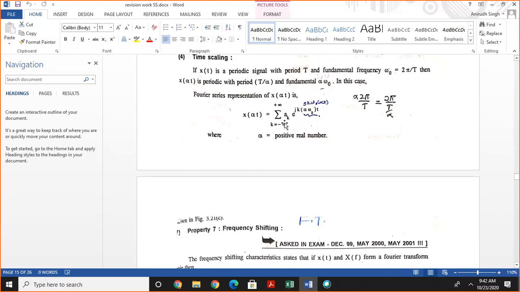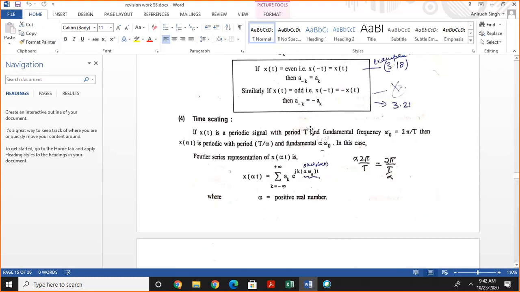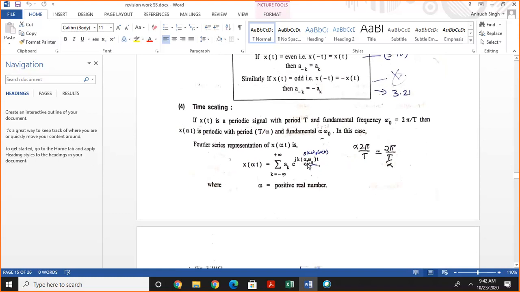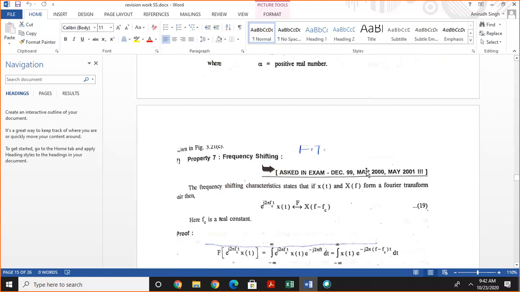So if ak is the Fourier coefficient of x of t, a minus k is the Fourier coefficient of x of minus t. For an even signal, x of t and x of minus t are equal, so for an even signal these two coefficients are equal. But when the signal is odd, then a minus k is equal to minus ak.